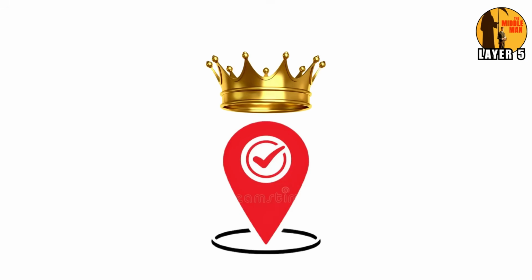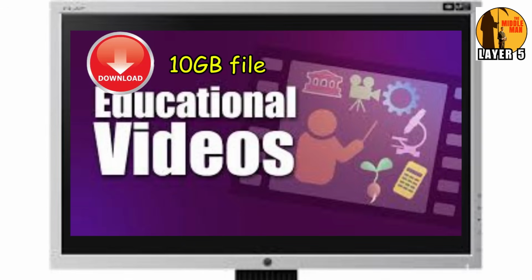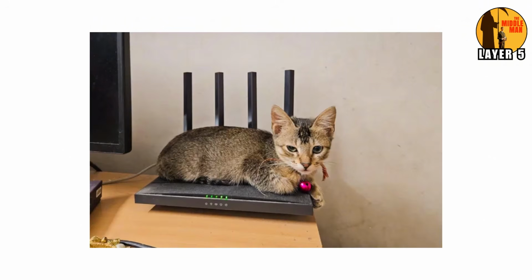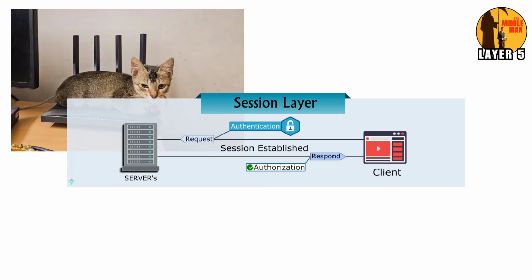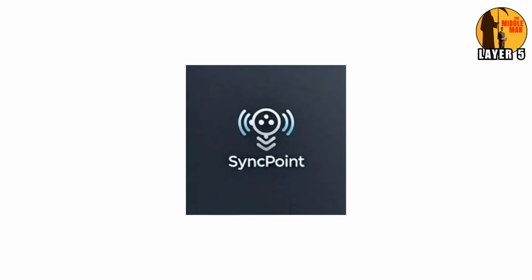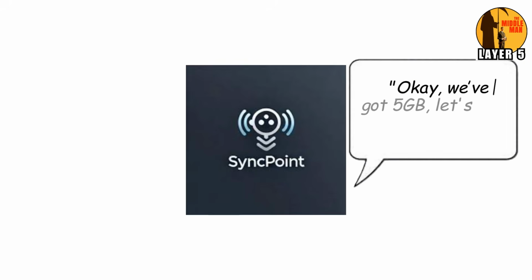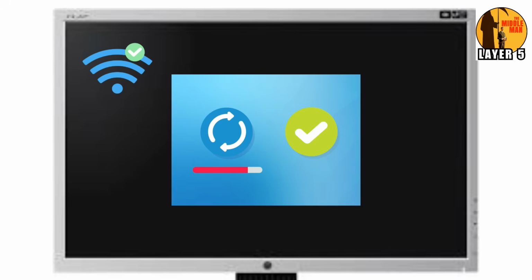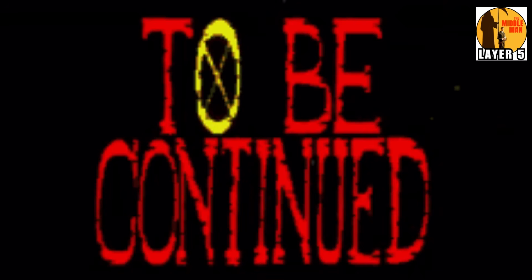It's also the king of checkpoints. Imagine you're downloading a 10 gigabyte file of educational videos. At 5 gigabytes, your cat trips over the router. Without the session layer, you'd have to start from 0. But Layer 5 adds sync points. It says, "Okay, we've got 5 gigabytes, let's save our progress." When the connection returns, it resumes from the last checkpoint. It's the digital equivalent of a "to be continued" screen.